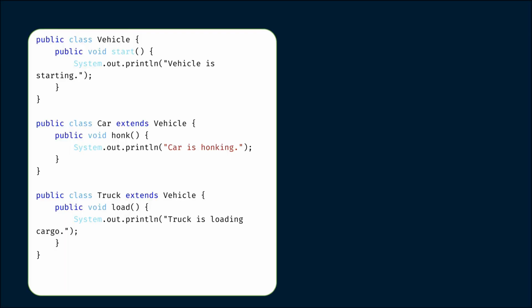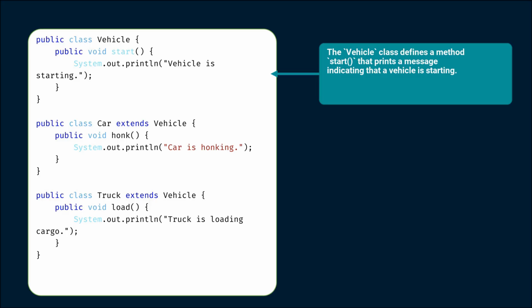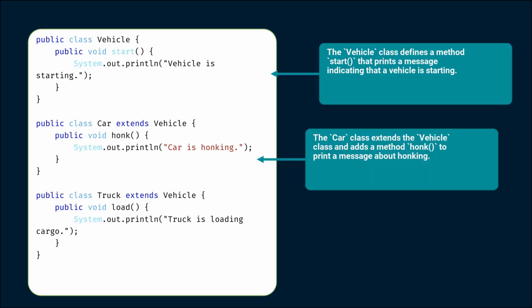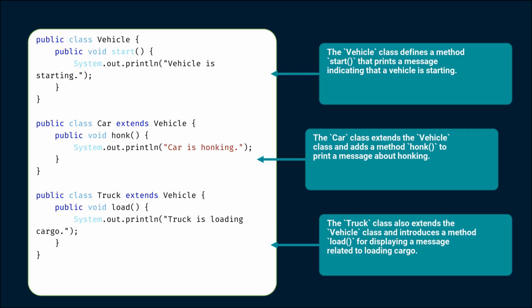Now let's take a look at how inheritance works in Java. In our example, we start with a vehicle class that has a method called start. This method simply prints a message indicating that the vehicle is starting. By defining this method in the vehicle class, we establish a base functionality that other classes can use.